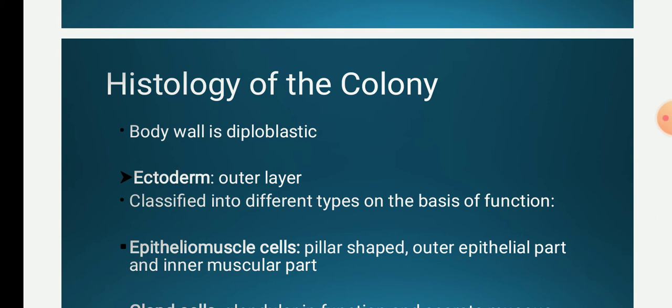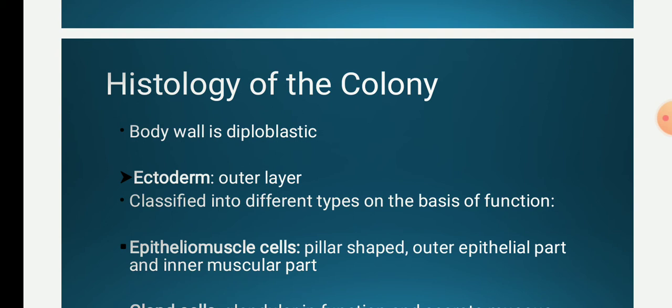The entire Obelia colony, including polyps and blastostyle, has the same type of body wall. The body wall of the cnidarians or the Obelia is said to be diploblastic because it has two cellular layers, that is outer ectoderm and inner endoderm. In between the two layers, they are connected by a non-cellular gelatinous substance called mesogloea.